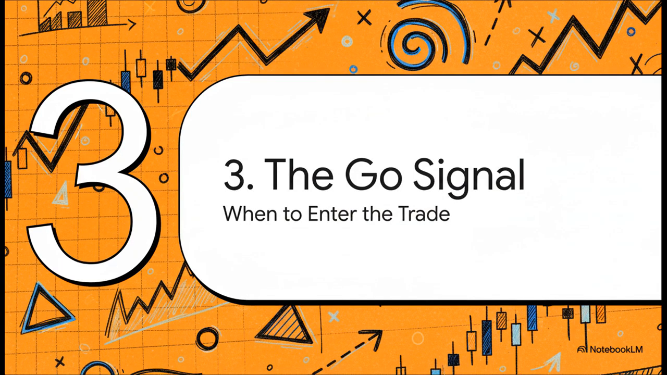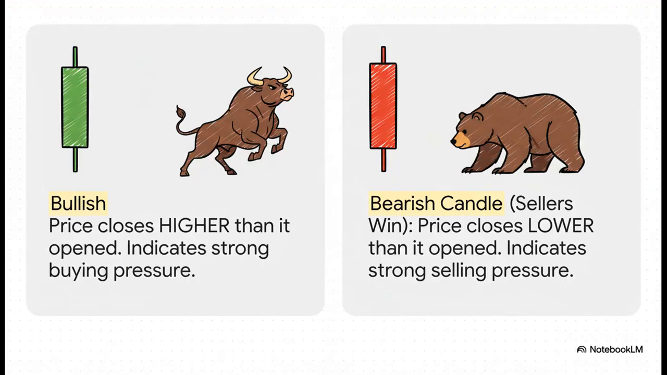So, we've found our direction. We've pinpointed our high probability kill zone, but we don't just jump in blindly. Not yet. We have to be patient and wait for the market to give us a clear signal, like a flare gun that says the pullback is over and it is time to act now. And that signal comes from these things called Japanese candlesticks.